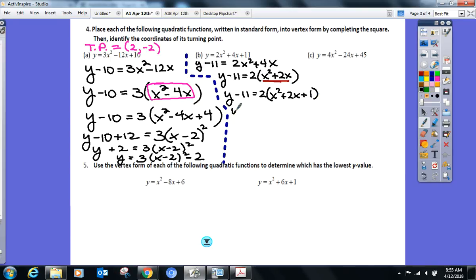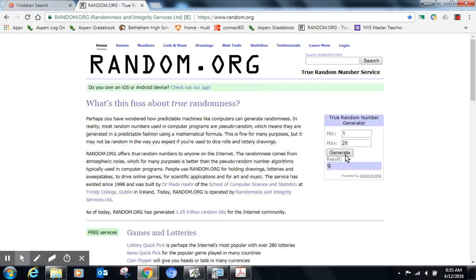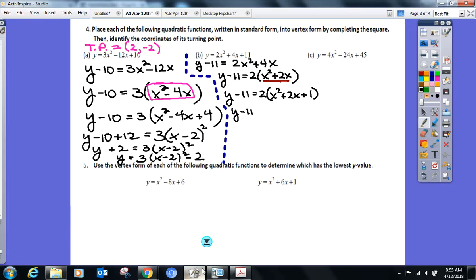All right, y minus 11. And again, don't add 1 to the left side because you're not really adding 1. What am I really adding to the right and the left now? It's not a 1. It's really 2. So negative 11 plus 2 equals 2 times. I'm going to look for somebody to factor that.